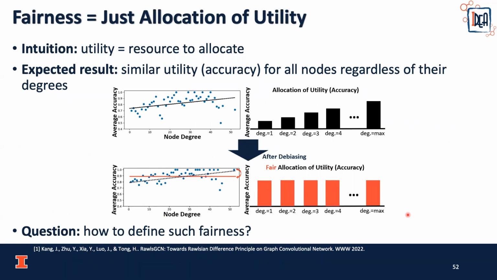So different from these previous works that infer degree-related information, we view this utility as a resource to allocate, and we want to find a fair allocation of the utility. For example, originally we may have an unfair allocation of the utility as shown by the black bars. And what we really want is that after the debiasing, we get a fair allocation of the utility as shown in these orange bars.